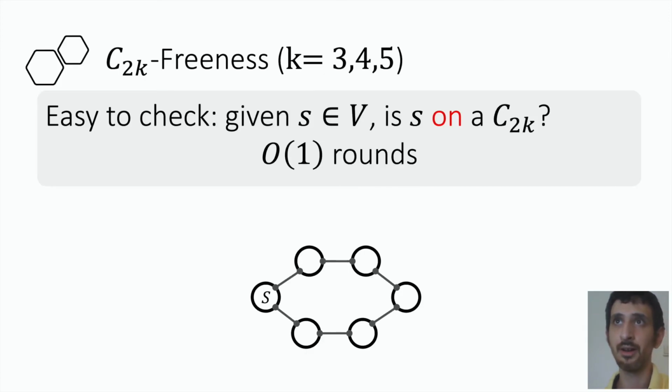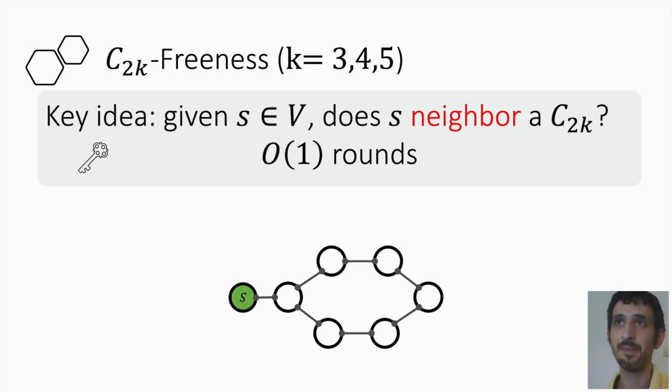One recurring argument in even cycle detection algorithms is that if we're given some node v, it is possible to determine whether it participates in a 2k cycle using order 1 rounds. Roughly speaking, the key contribution of our work in Congest is to give an order of 1 procedure in which the network is given some vertex S, and it determines whether S neighbors a 2k cycle, rather than just participates in it.